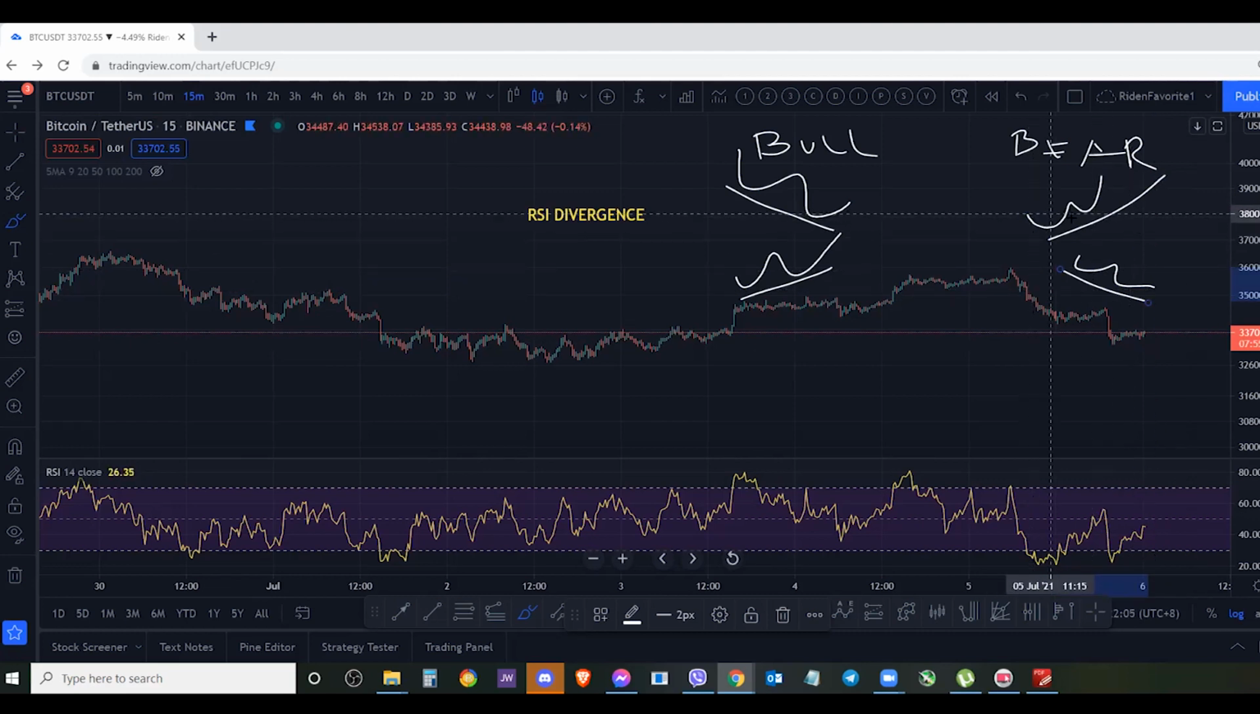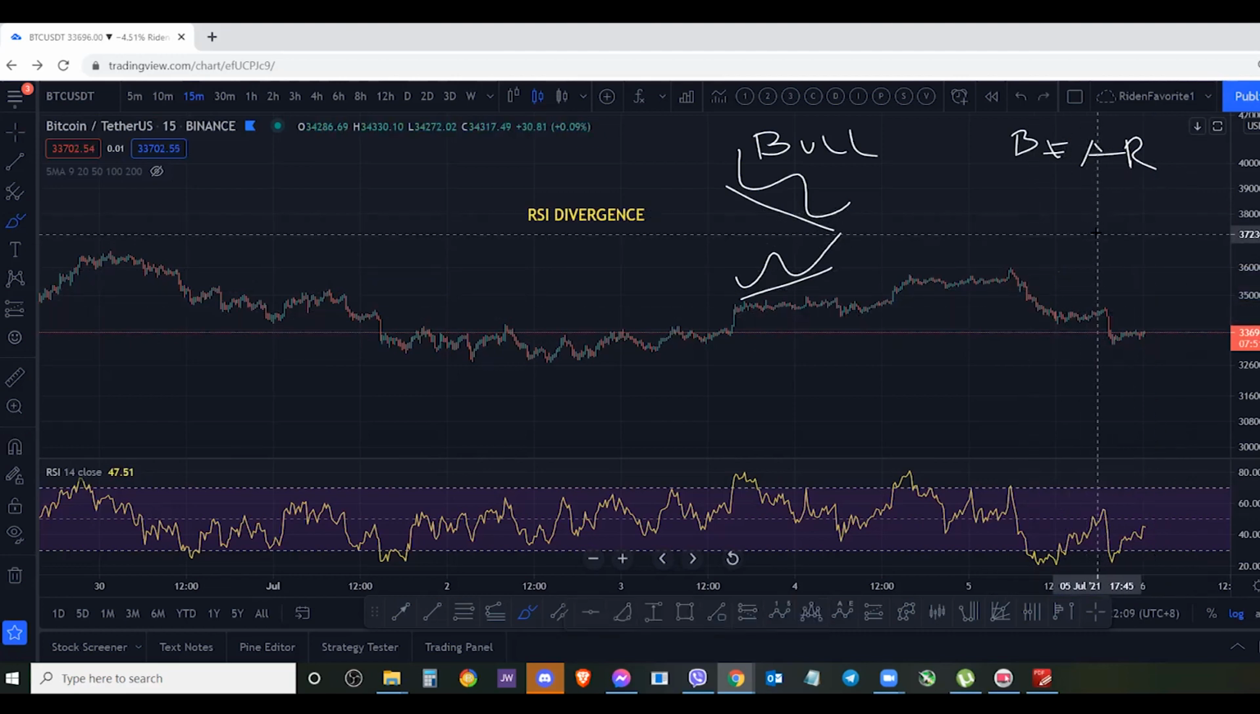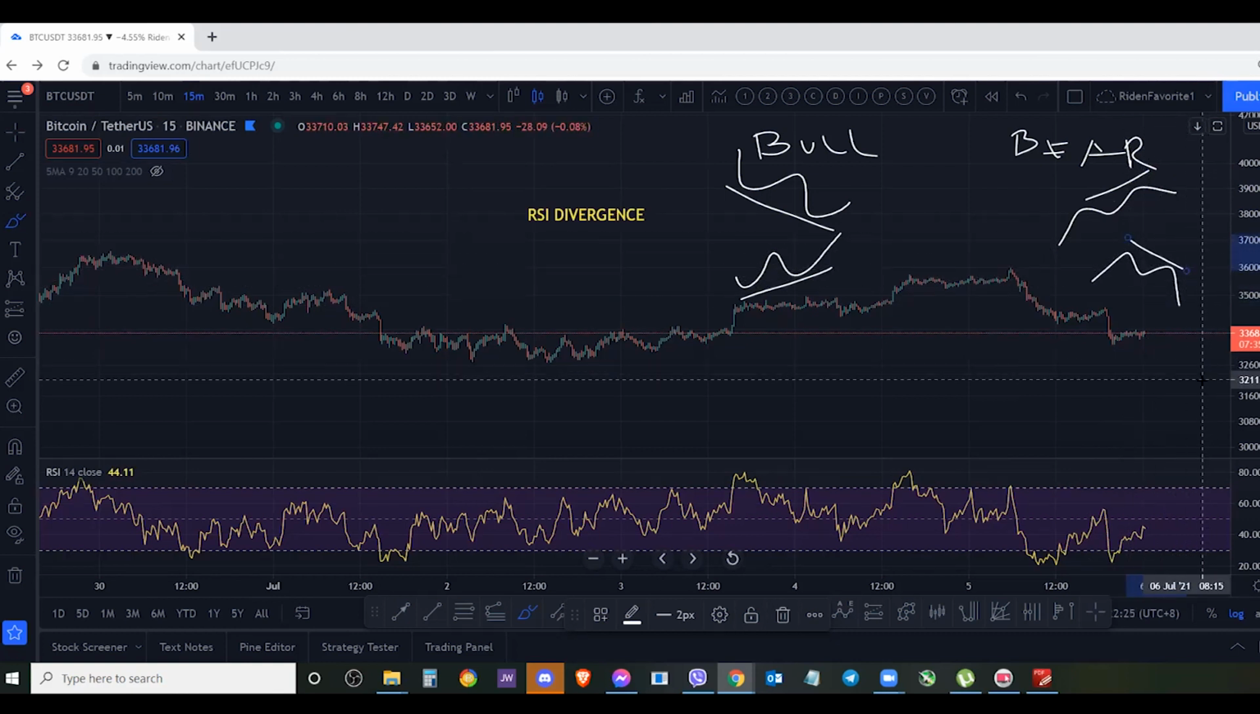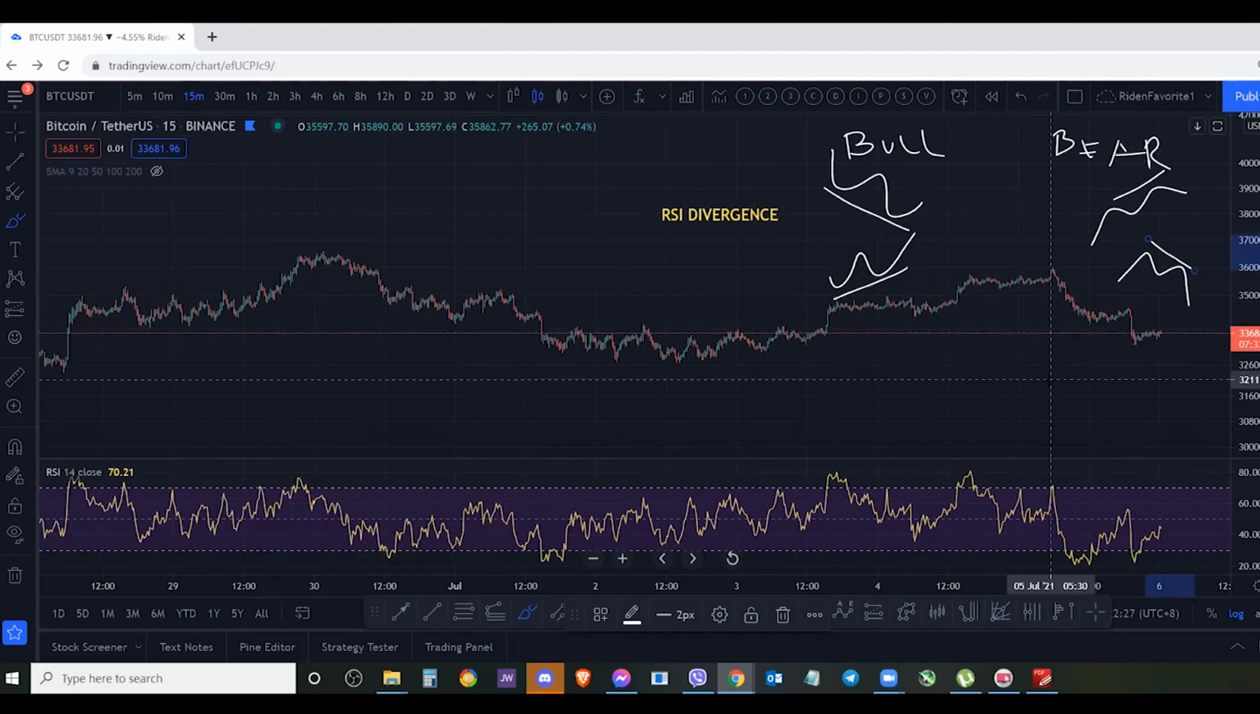So it's better, sorry, I'll have to repeat it to make it clear. The price goes up, and this is the price, and the RSI goes down. Okay, so this is the normal scenario. Now, how can we trace it? So we'll give you some examples for that.